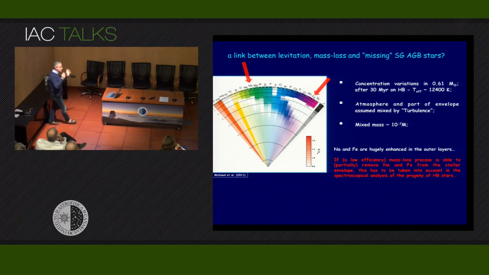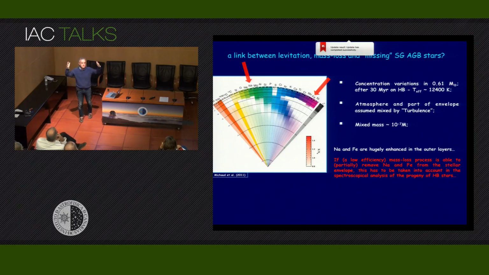So, let me assume, as a qualitative scenario, that along the horizontal branch we have some low efficiency mass loss, that is possible. 10 to minus 12, 10 to minus 14. This mass loss is really removing sodium and iron from your horizontal branch star, okay? As a consequence of mass loss, because the enhancement is strongly concentrated in the outer layer as a consequence of levitation, okay? After this, the star moves from the horizontal branch to the AGB, where you have extended mixing processes, okay?